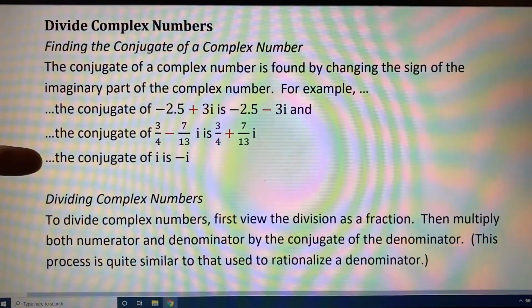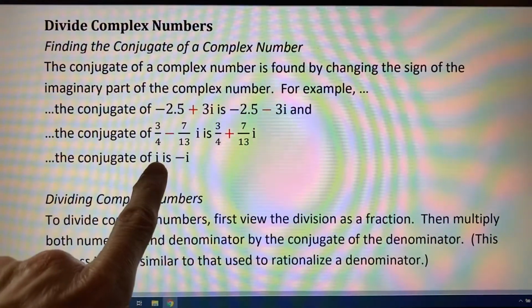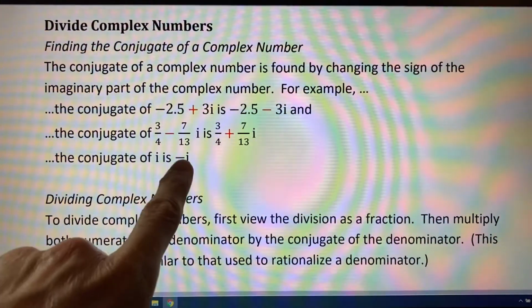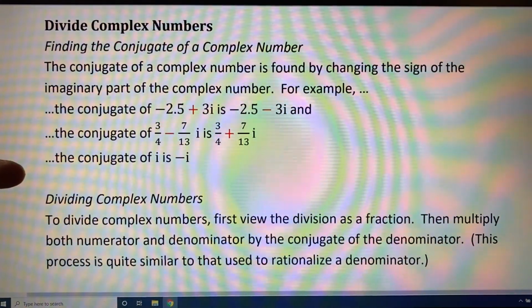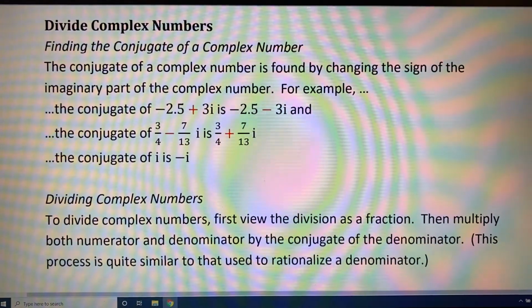But what makes complex numbers so interesting is that they don't always have two terms. So we have to remember that the conjugate of i is negative i because it is the sign of the imaginary part that is changing.